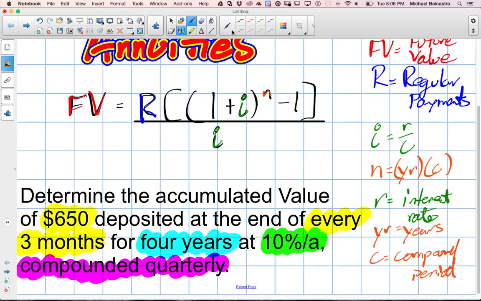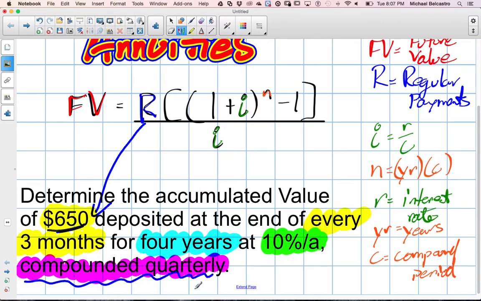In order to make annuities make sense, the regular payments, which is the $650, need to be the same as our compounding period. Otherwise, it gets really complicated. All of your questions, I'm sure, will be set up that way. But keep that in mind, because if you ever get something in the real world that's not quite like that, it does make the question a little harder.